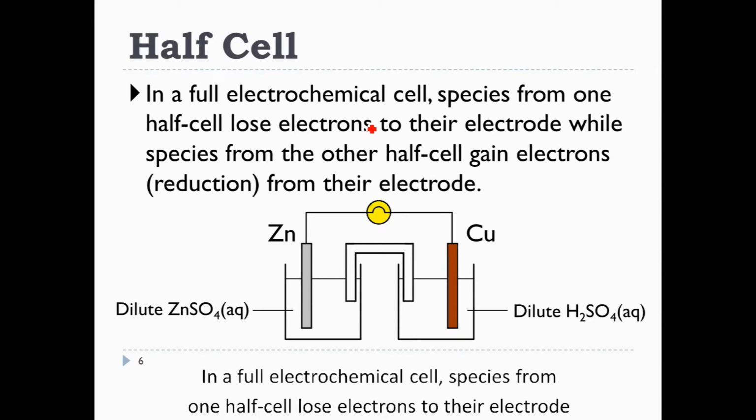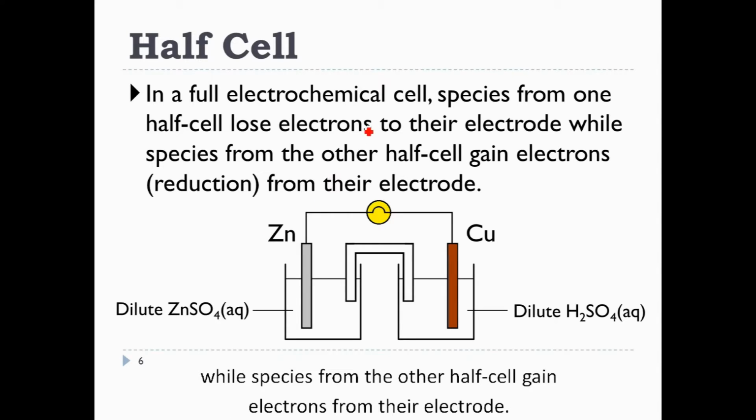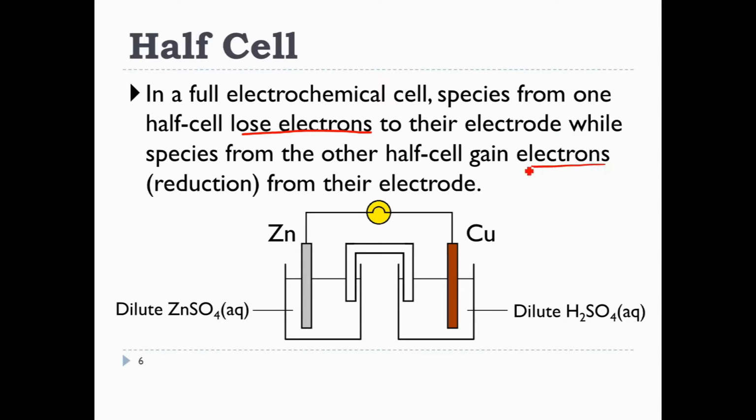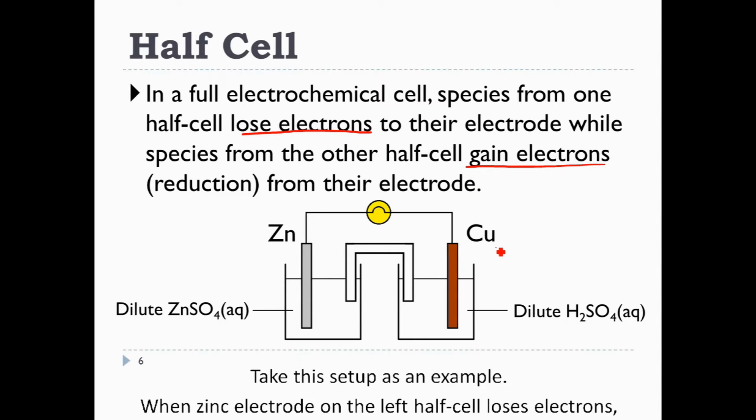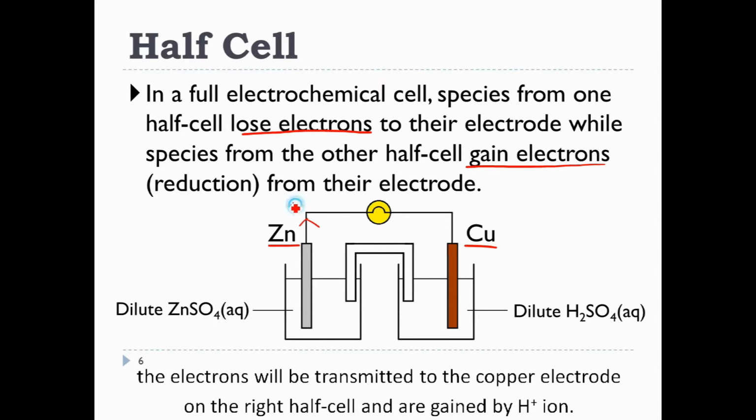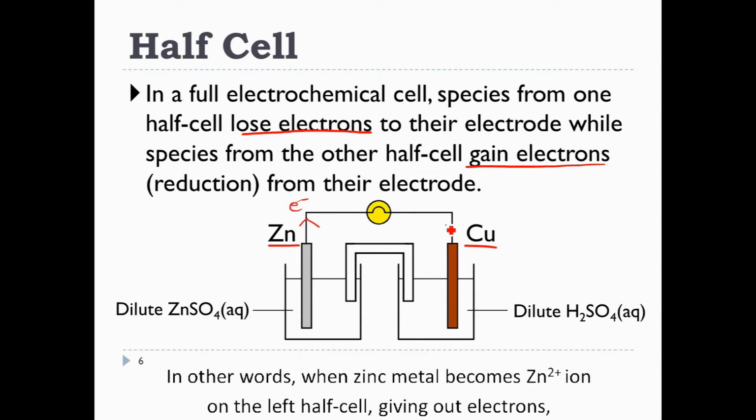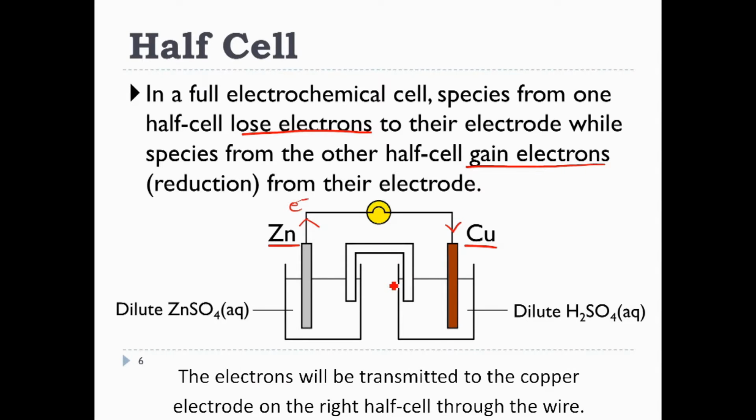In a full electrochemical cell, species from one half cell lose electrons to their electrode while species from the other half cell gain electrons from their electrode. Take this setup as an example. When zinc electrode on the left half cell loses electrons, the electrons will be transmitted to the copper electrode on the right half cell and are gained by H+ ion. In other words, when zinc metal becomes Zn2+ ion on the left half cell, giving out electrons, the electrons will be transmitted to the copper electrode on the right half cell through the wire.